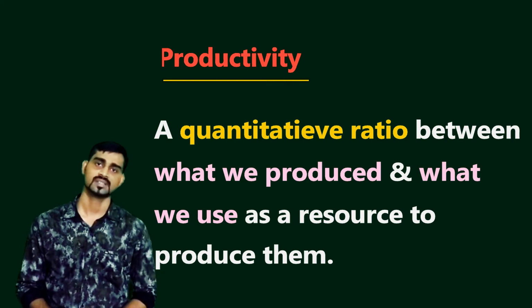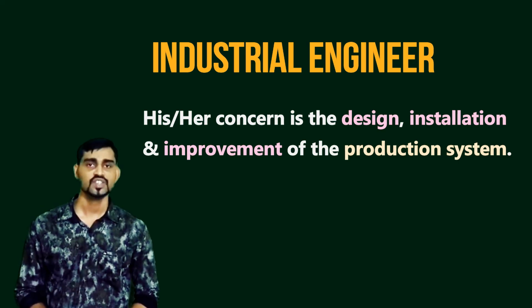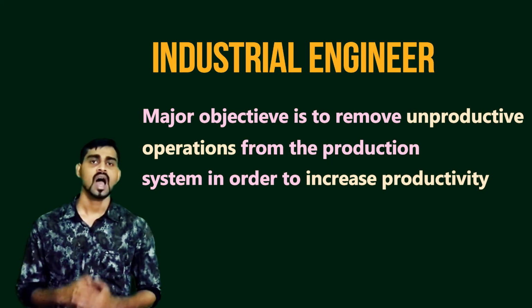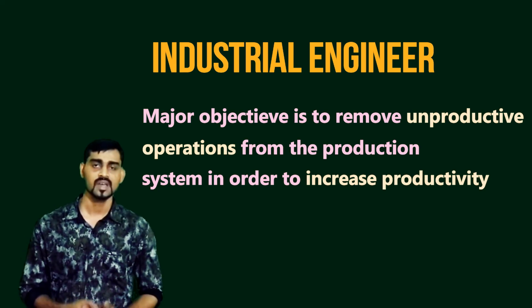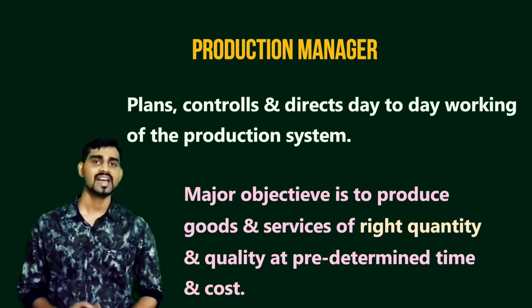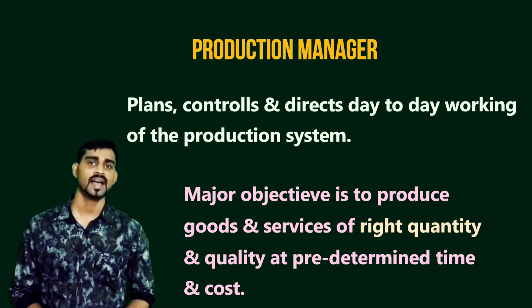into the production system. Now, let us understand the tasks done by an industrial engineer and a production manager. What is the difference between the tasks performed by an industrial engineer and a production manager? An industrial engineer is concerned with the design, installation and improvement of the production system. His major objective is to remove unproductive operations from the production system to improve productivity. Coming to the task performed by a production manager, his major objective is to produce goods and services of the right quantity and quality at a predetermined time and cost.